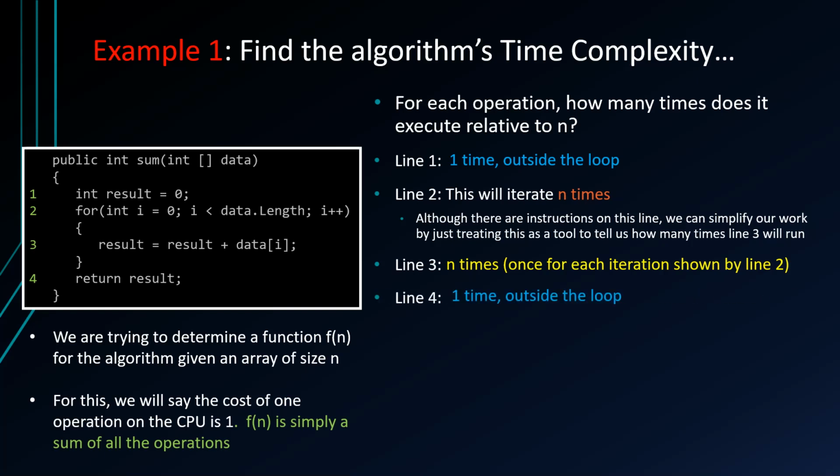So it's going to execute exactly 1 time as well. So we have 1 time for the first line, we have n times for line 3, and we have 1 time for the last line. So bringing it all together, we have 1 plus n plus 1. So our function f of n is equal to n plus 2.